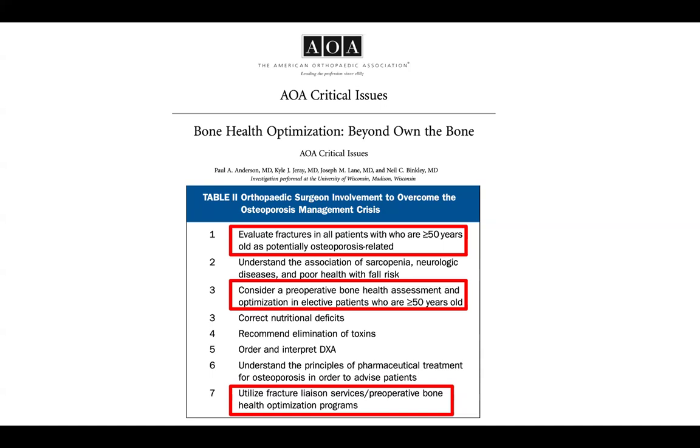And we have data showing that it does not increase non-union rate. To your other part of the question, should we as orthopedic surgeons be prescribing bisphosphonates? I think that's a tough question. I think if you're comfortable managing it, that's great. Should we be teaching residents how to do it?